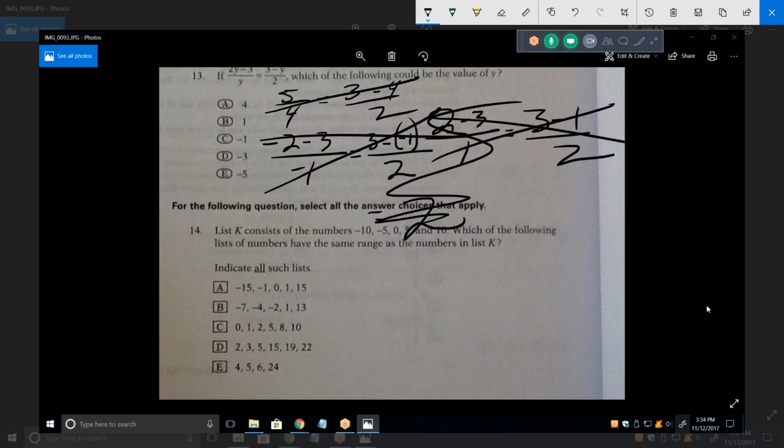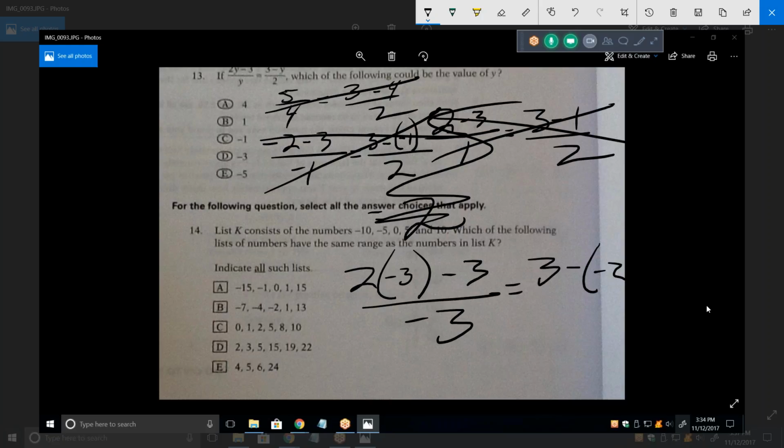We're only down to 2 left. So we've got 2 times minus 3 all over minus 3. Is that equal to 3 minus a minus 3 all over 2?